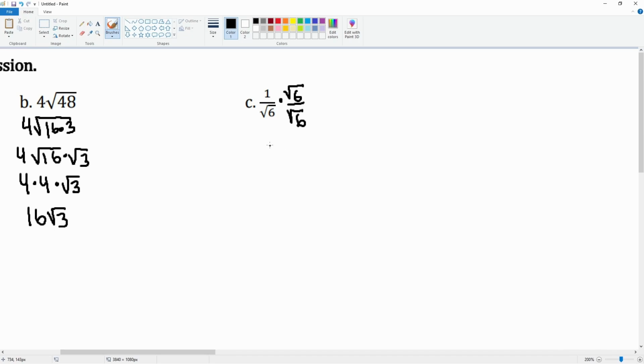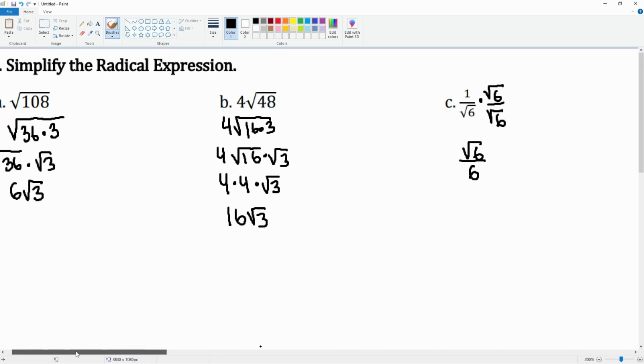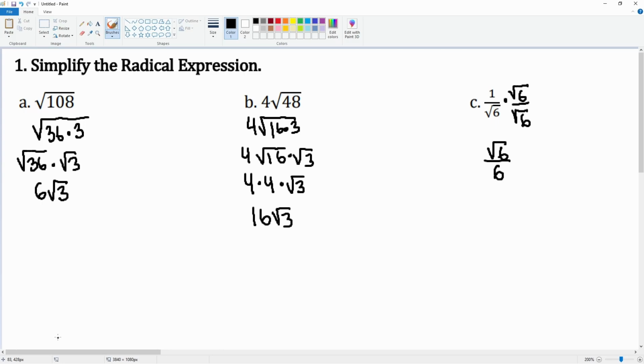The top simplifies to radical 6. The bottom becomes radical 6 times radical 6, which is radical 36. Then that simplifies to just a 6. You can leave this as the answer. 1 over radical 6 is the same thing as radical 6 over 6. So there you go. That is how you simplify the radical expression.